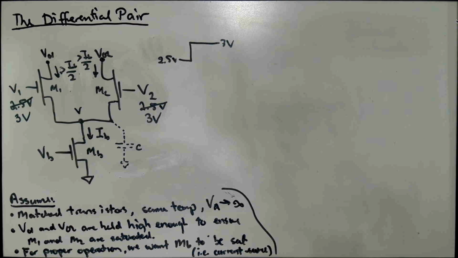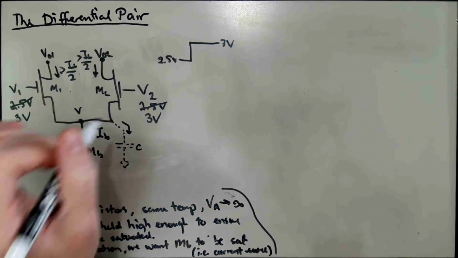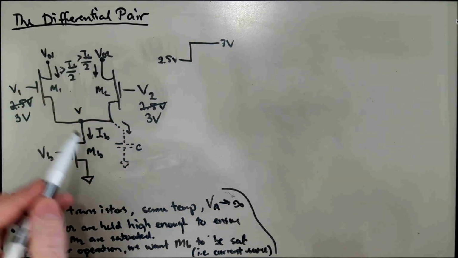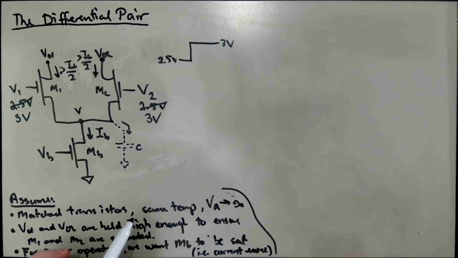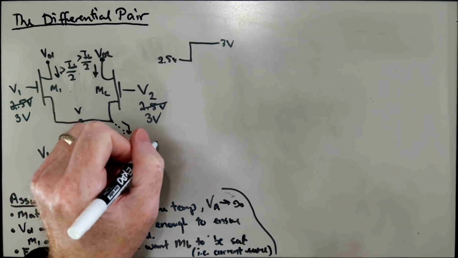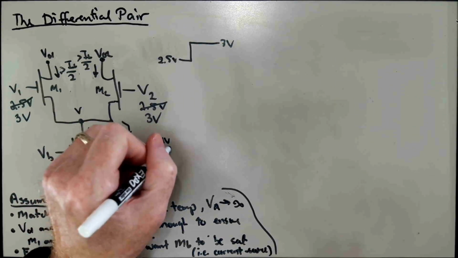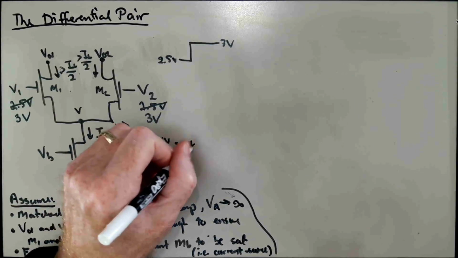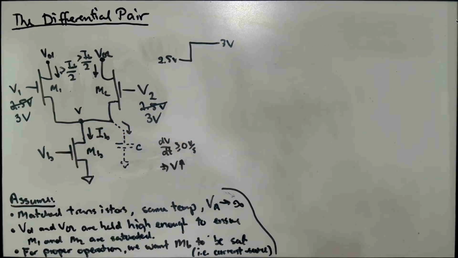There's some capacitance on this node, and that excess current will flow into this capacitor. The amount by which this current exceeds IB will flow into this capacitor. And that will cause dV/dt to be greater than or equal to 0 volts per second, which implies that V is going to go up.